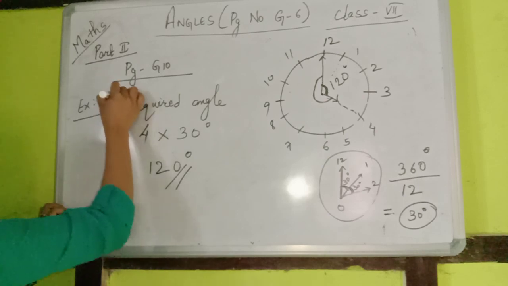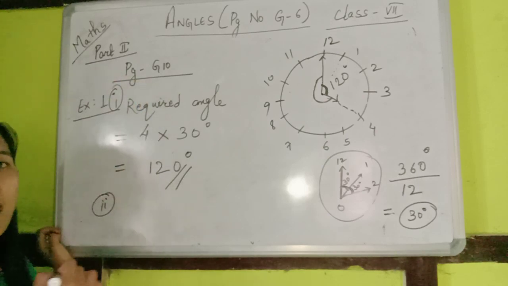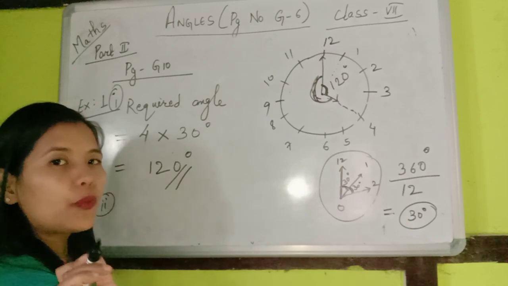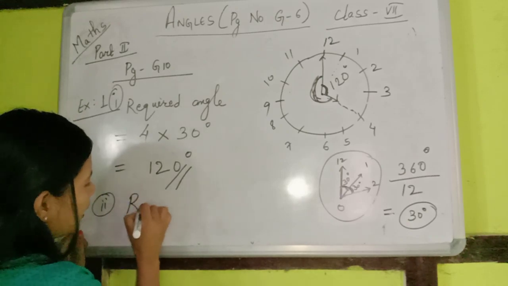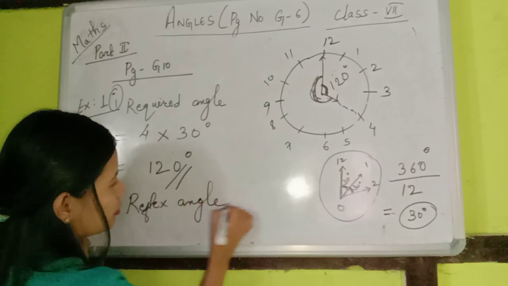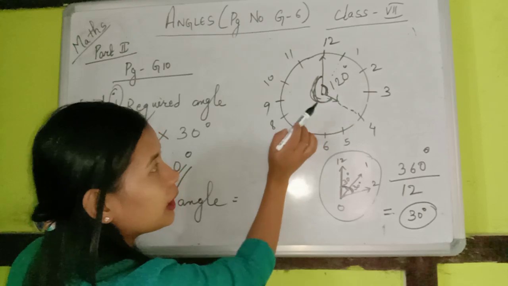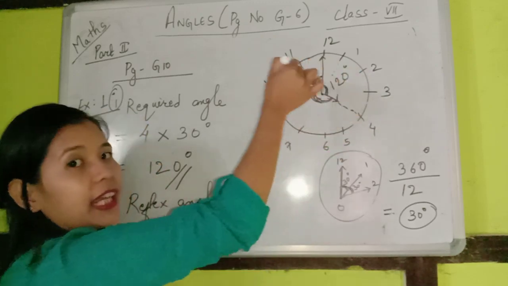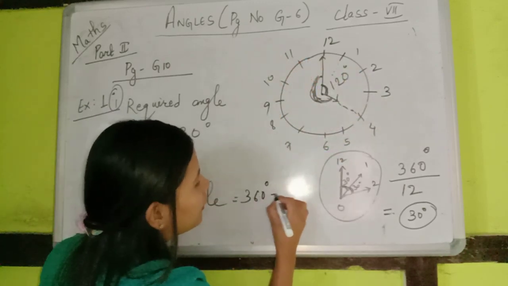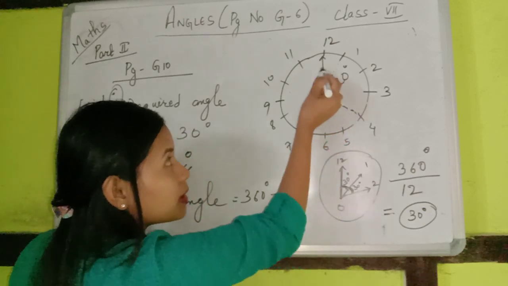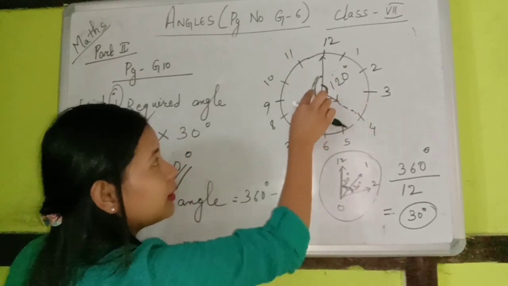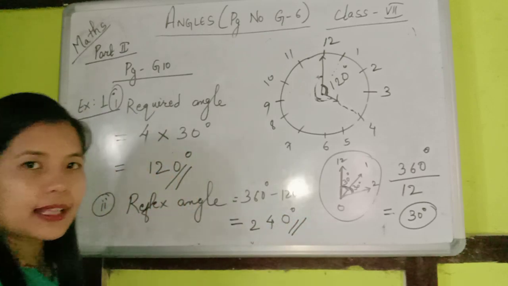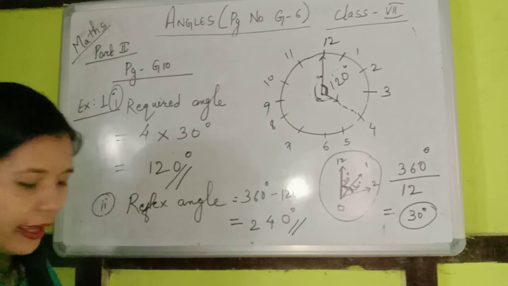Now, the second part of the question asks us to find the reflex angle. So that is this outer angle. Remember, whenever we find the reflex angle, we know this angle is 120 degrees and we need to figure out this angle, but we know that the complete angle is 360 degrees. So we do 360 degrees minus 120 degrees, that is, the complete angle minus this angle, and we can find this angle. So that is 240 degrees. Is that clear? So this is the required angle.